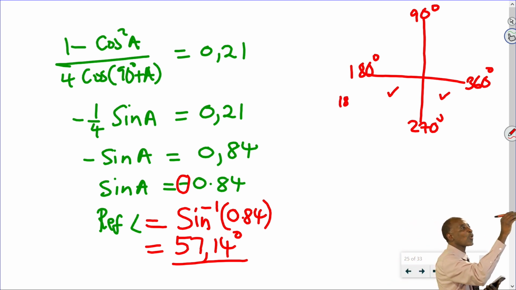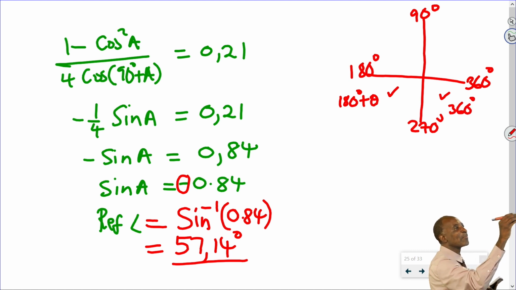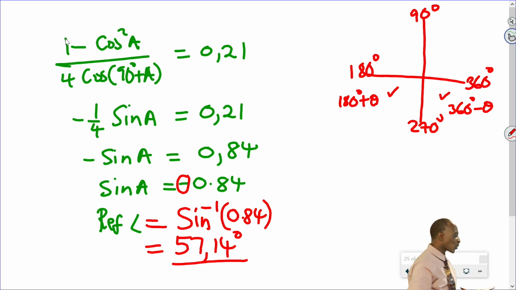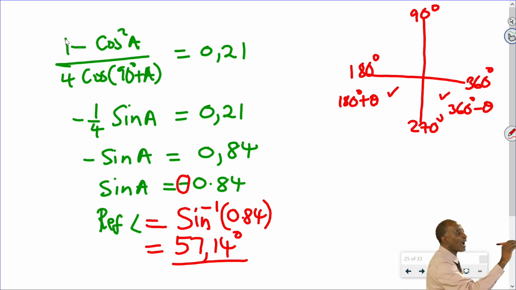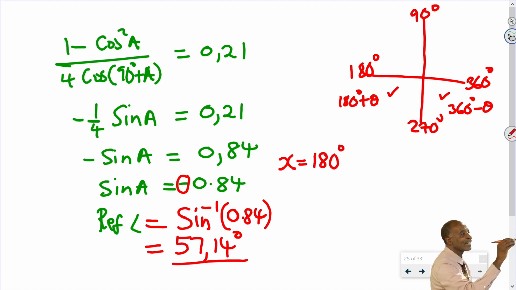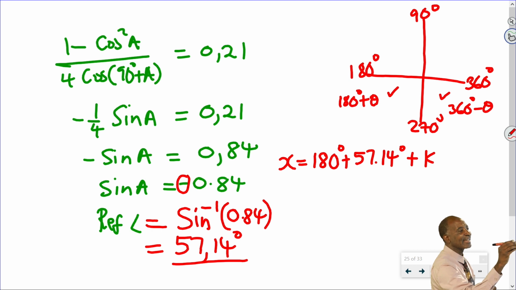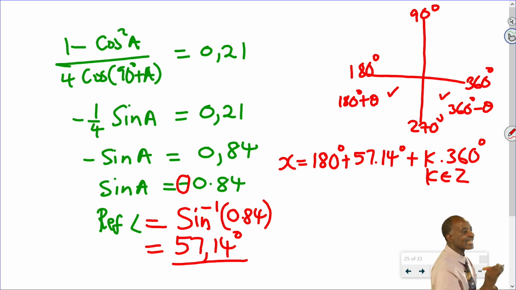So here we have 180 degrees plus theta. Here we have 360 degrees minus theta. Your theta is your reference angle. That's your theta in this case. So what we do, we proceed and say, therefore our x first answer is going to be 180 degrees plus your reference angle, 57.14 degrees, and then plus k 360 degrees for k element of integers.